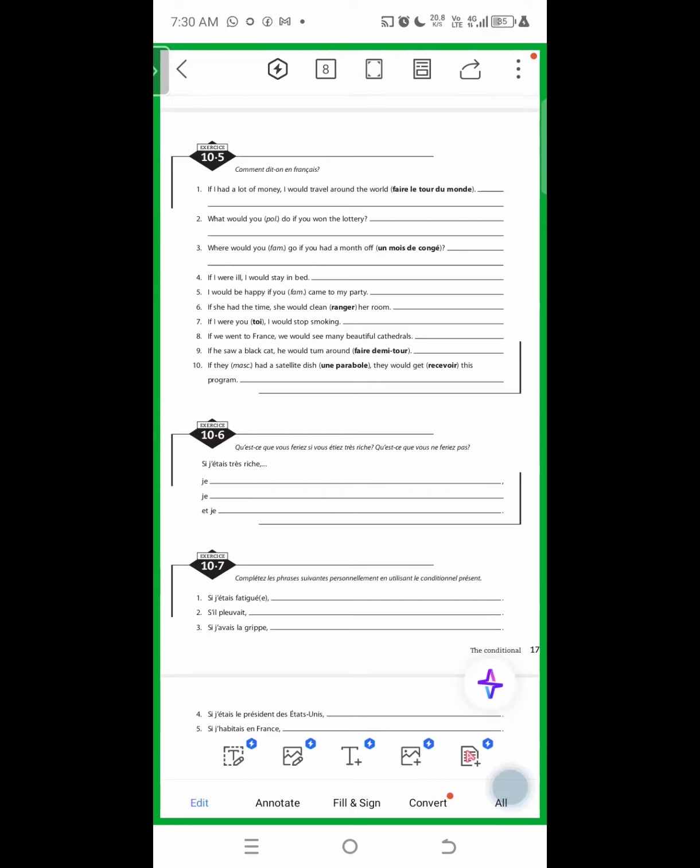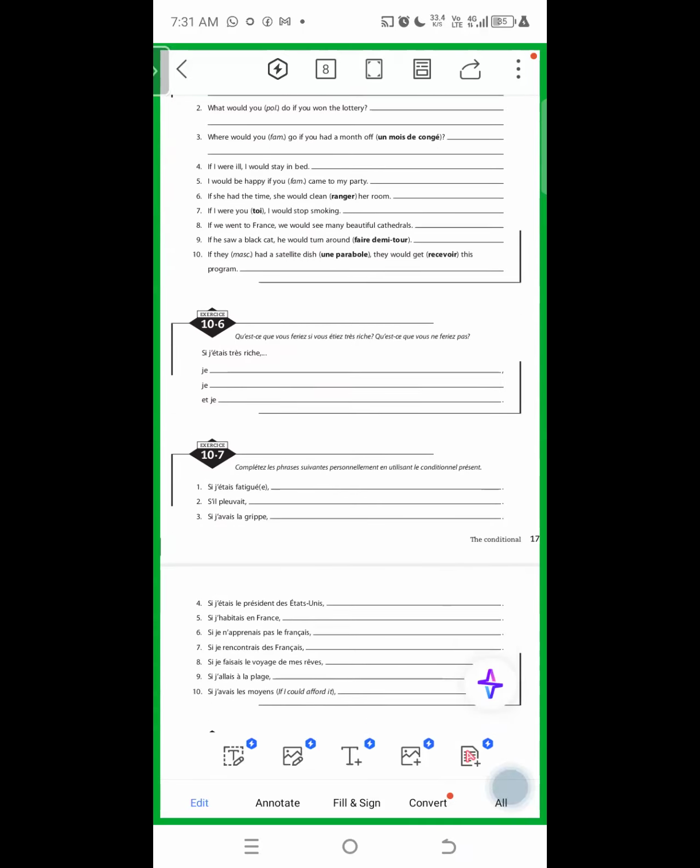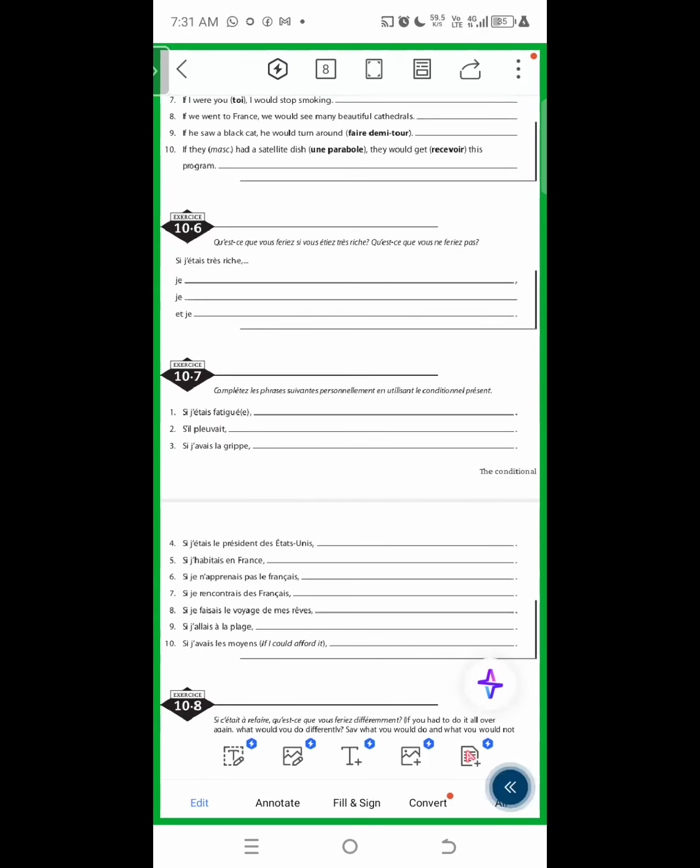"Si j'étais malade, je resterais au lit." I would remain in bed. I would be happy if you came to the party. "Je serais contente, or content, si tu venais à la fête." So you can see the construction there. That's basically it for that construction.